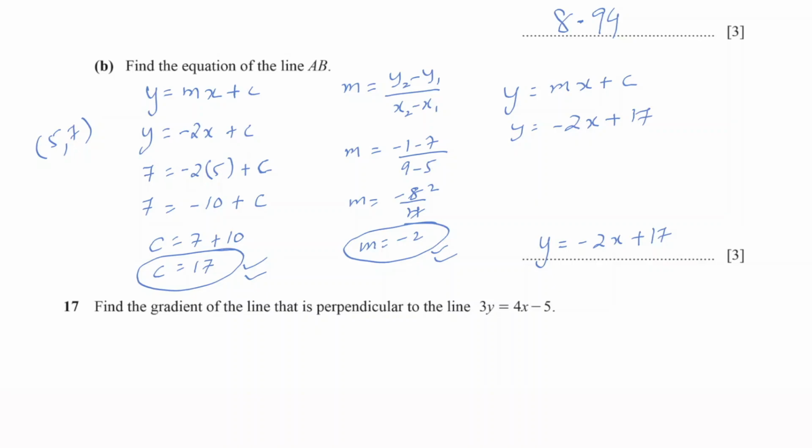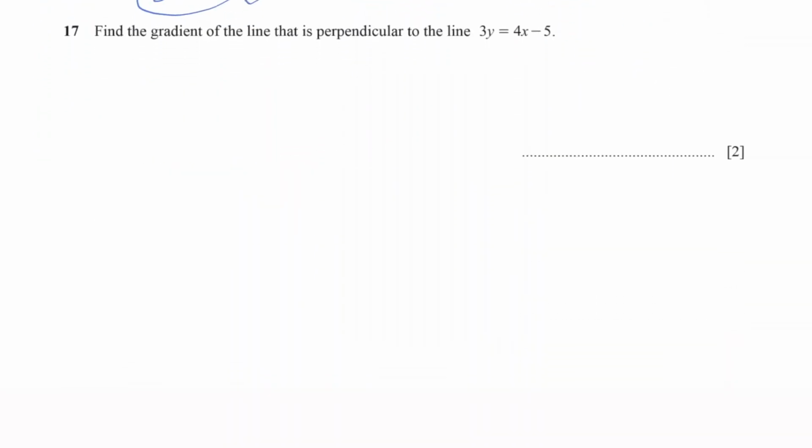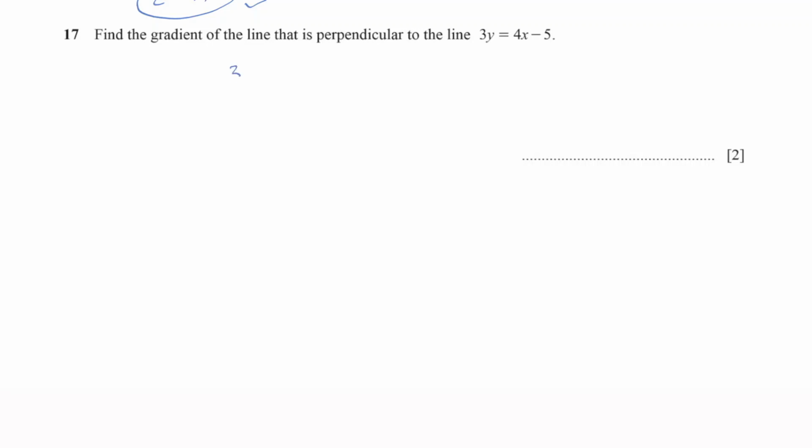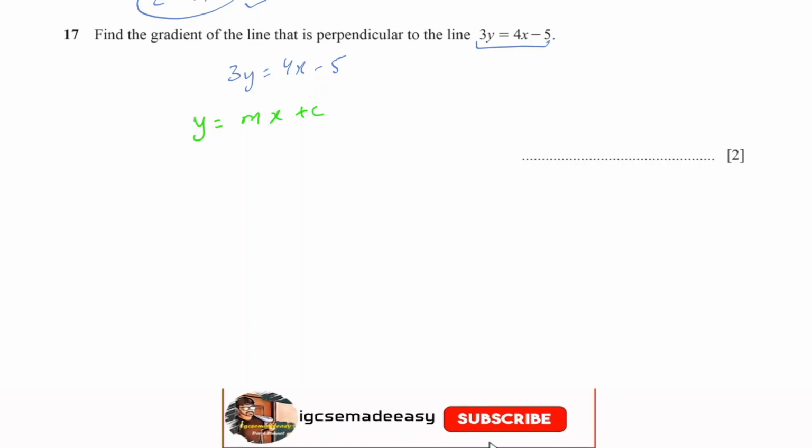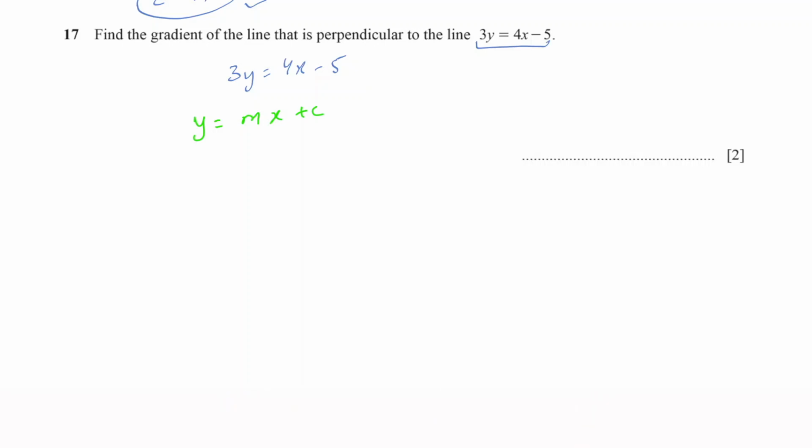Question number 17. Find the gradient of the line that is perpendicular to the line 3y equals to 4x minus 5. We have to find out the gradient of the line that is perpendicular to this line. But you know that the equation of line is y equals to mx plus c, correct? But here we have 3y equals to 4x minus 5, c is 5 and m is 4, but we have 3y, so we have a problem there. Instead of 3y we have to write it as y.